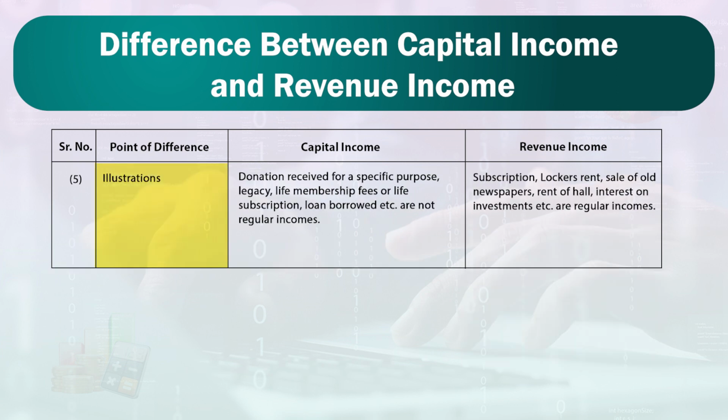5. Illustration. Donation received for a specific purpose, legacy, life membership fees or life subscription fees, or loan borrowed, etc. are not regular incomes, so are capital incomes. On the other hand, revenue incomes include such as subscription, locker rent, sale of old newspapers, rent of hall, interest on investment, which are regular incomes.